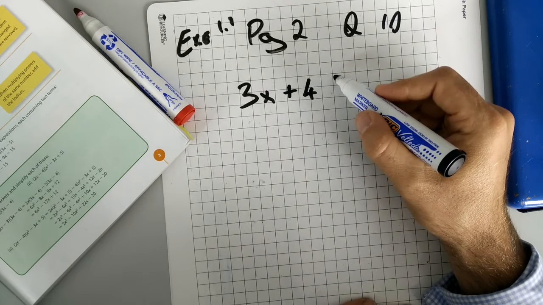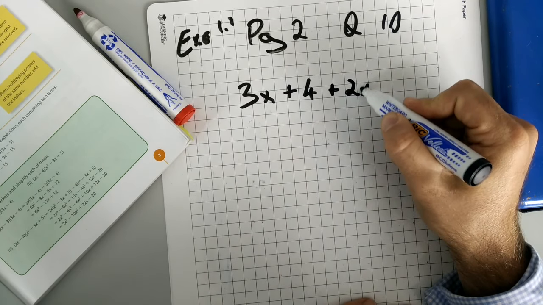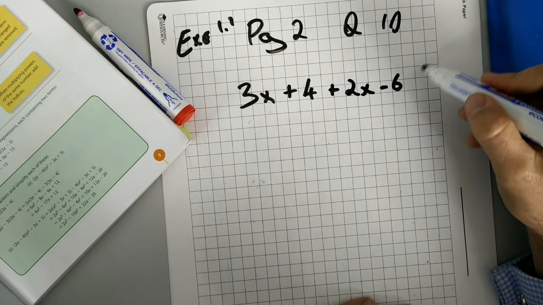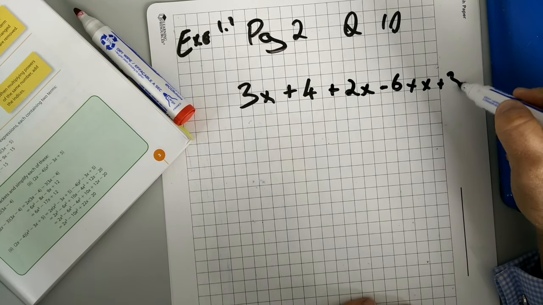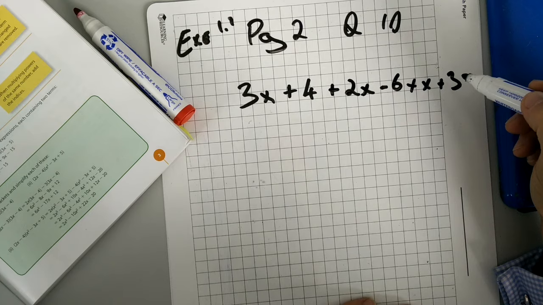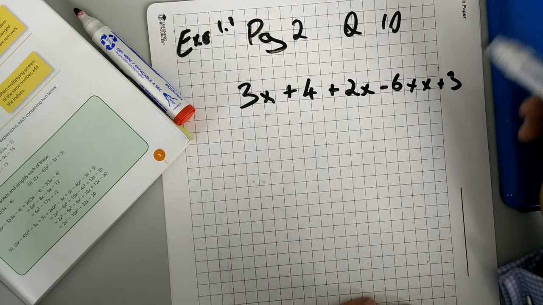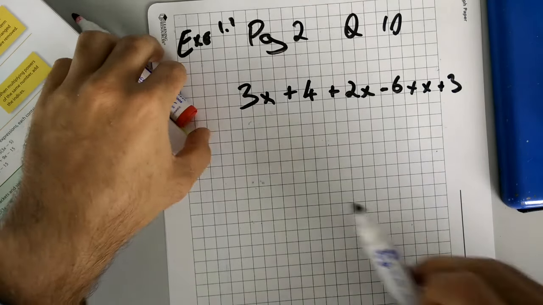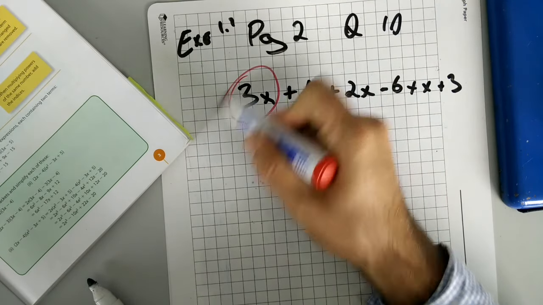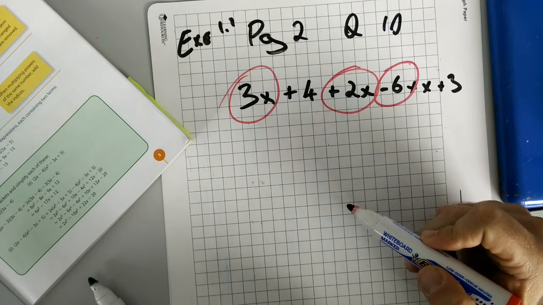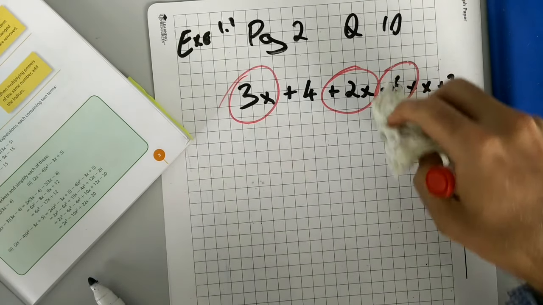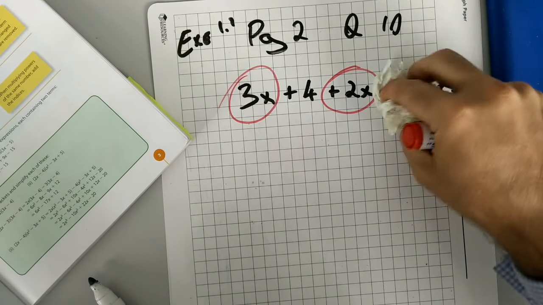So we've 3x plus 4 plus 2x minus 6 plus x plus 3. So this thing's just got considerably longer. That's the only difference in this entire question. So again, we look at this and we put like with like. So I'm looking at my x's first of all. Oh, that's not an x at all actually. That's actually just a figure. So I'll just rub that out and rewrite that.